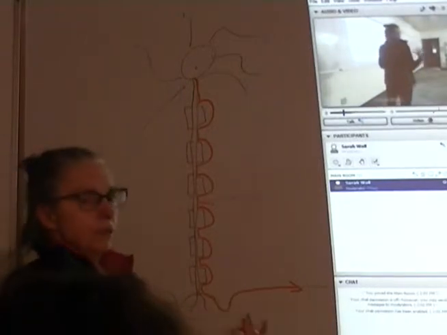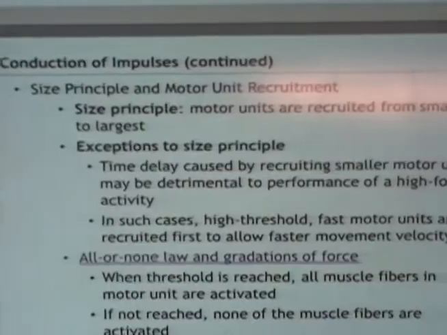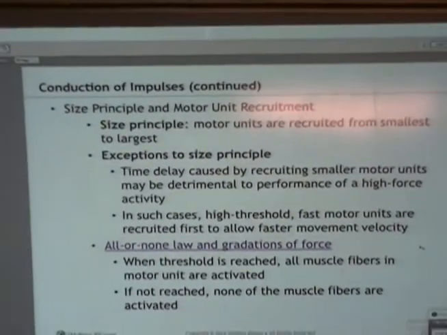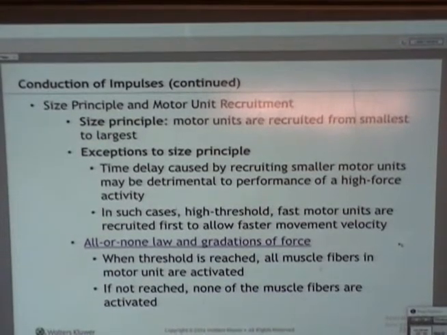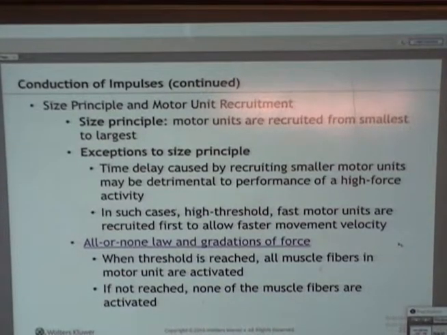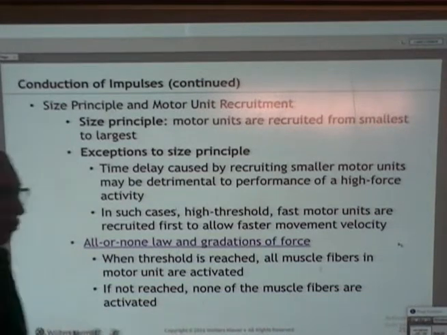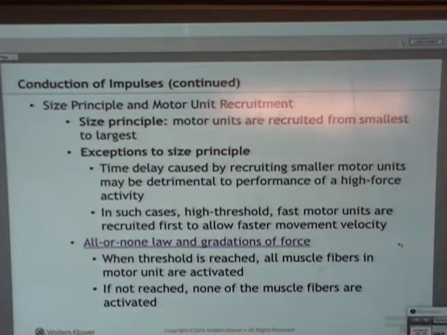So how do we control which motor units are turning on and off? What kind of factors play a role in when I turn them on and off and why? So we have a principle called the size principle.